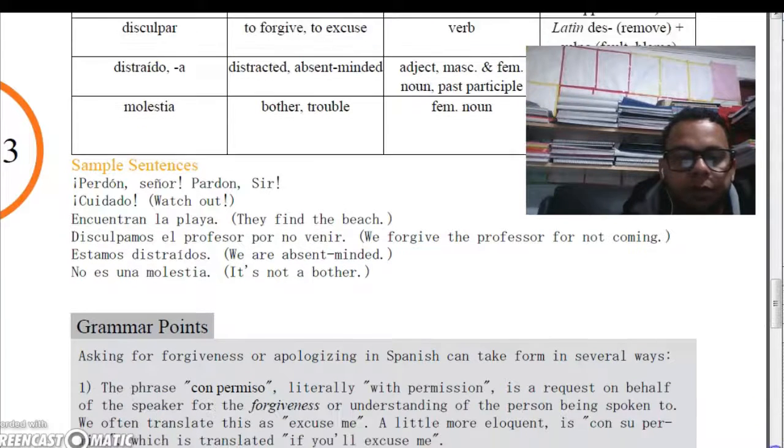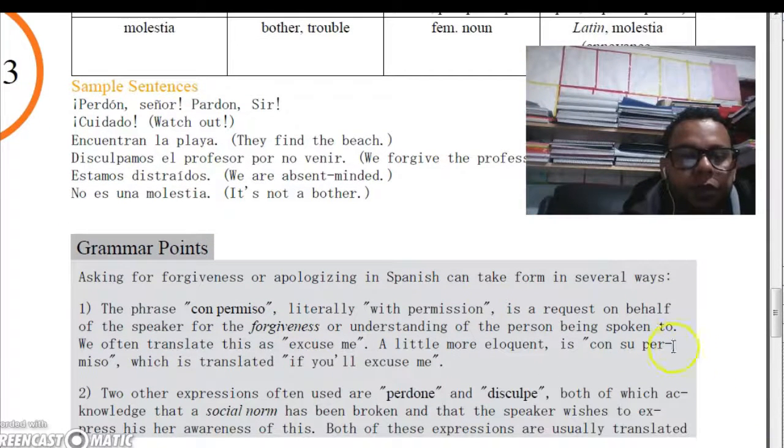Grammar points. Asking for forgiveness or apologizing in Spanish can take form in several ways. The phrase con permiso, literally "with permission," is a request on behalf of the speaker for forgiveness or understanding of the person being spoken to. We often translate this as excuse me. A little more eloquent is con su permiso, translated as if you excuse me.